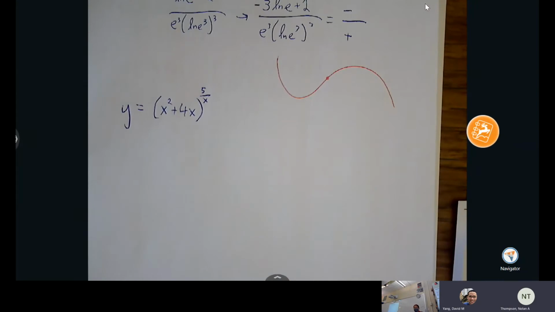X squared plus 4x raised to the 5 over x. Find the derivative. Okay, what's strange about this problem? It's to the power of 5 over x. Okay, and what's odd about that? Usually it's a whole number.